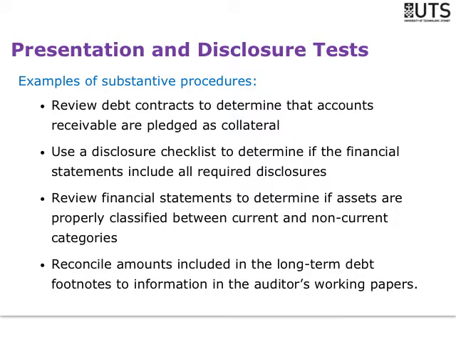Our balance-related audit objectives have ascertained the correct number. Now all we want to do is make sure that they've been correctly categorized as current or non-current in the financial statements. And last but not least, we might want to reconcile amounts in long-term debt footnotes to the working papers. So this is to ensure that whatever number we've reported on the financial statements is consistent with what we found in the audit. And that would be a valuation type test.